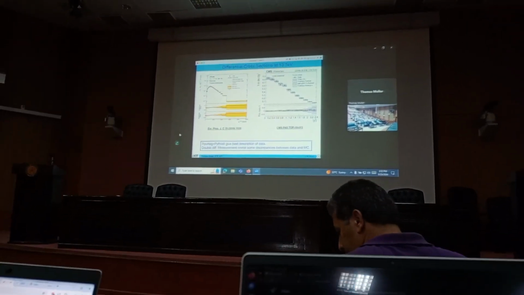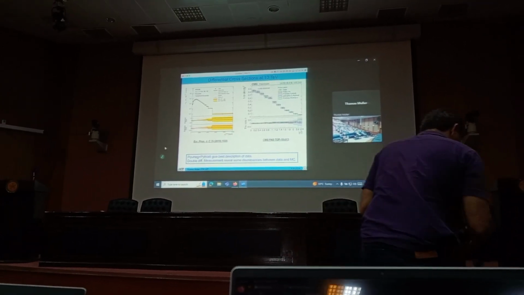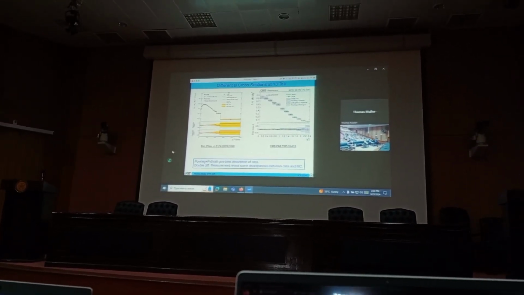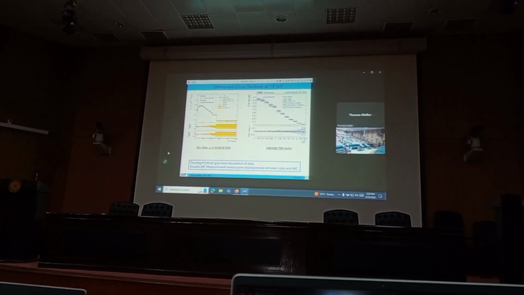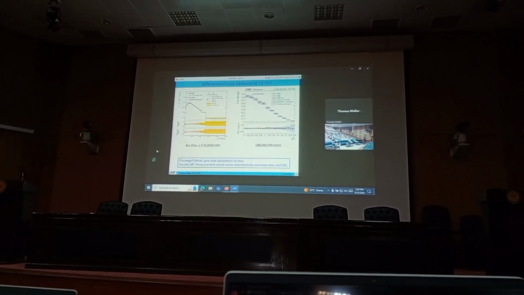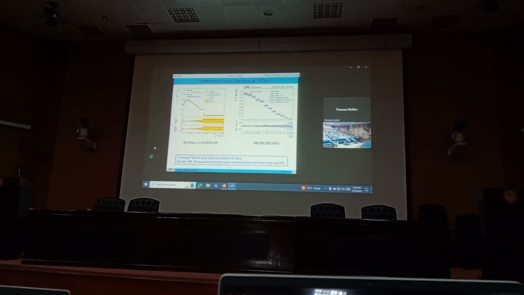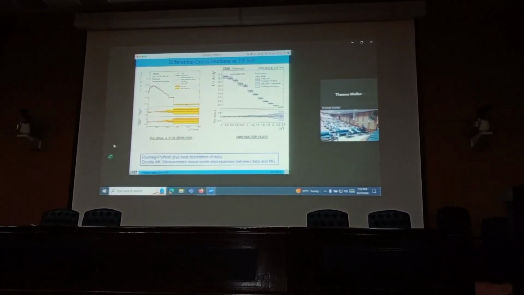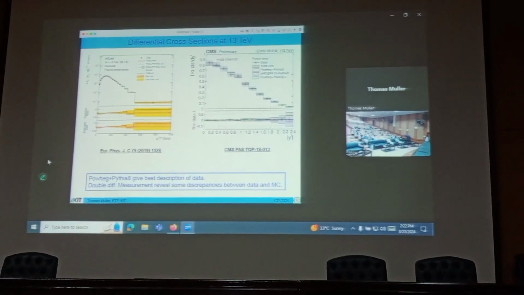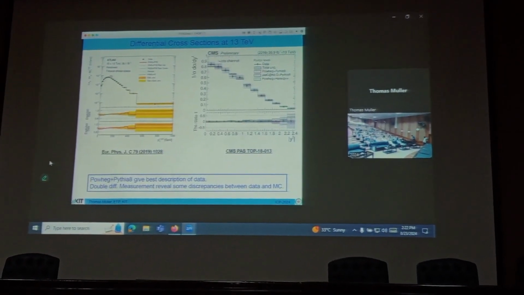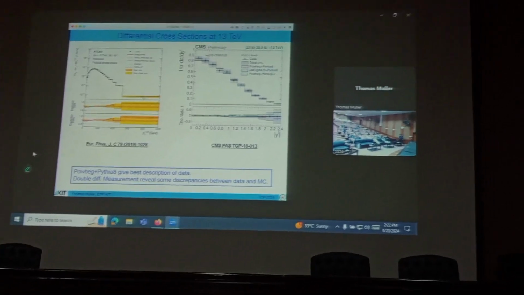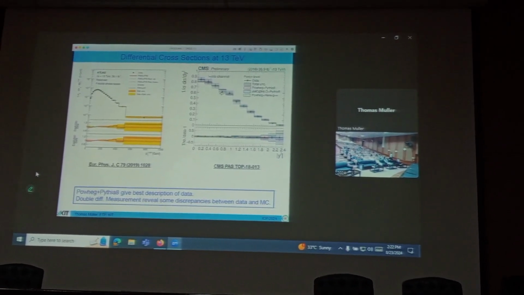Again, compares wonderful with POWHEG and so Monte Carlo predictions, which always have a fundamental model of production plus hadronization model. And then you see those different Monte Carlo generators giving you a very good description of the data.